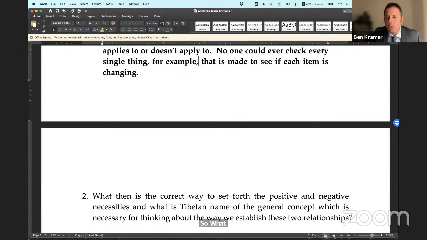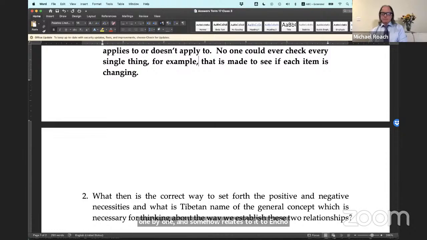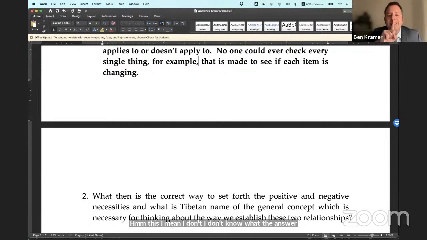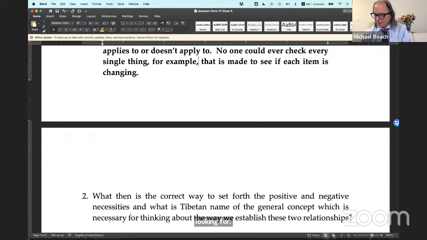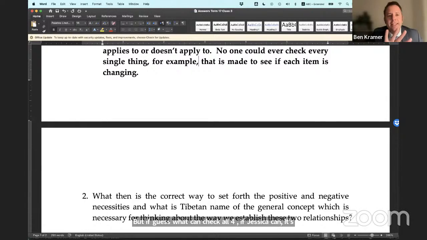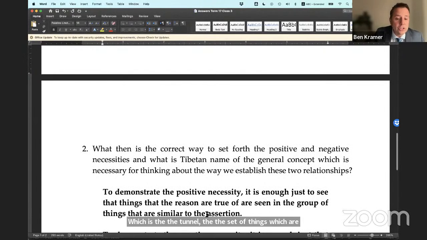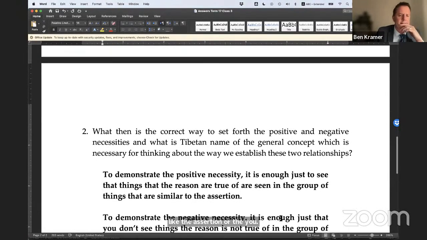What then is the correct way to set forth the positive necessity, as opposed to checking for things one by one, and somehow relates to a tunchok? I don't know what answer you're looking for, but if Geshe can check all four quadrants of the pool, it's the Seiji in the pool problem. If Geshe can check all four quadrants, and each quadrant has four quadrants, then that means he can check one place, the pool. So you can check one place, which is the tunchok, the set of things which are like the assertion, or you could say the asserted quality, but that's going to start to be unwieldy. I'm nervous about saying that.